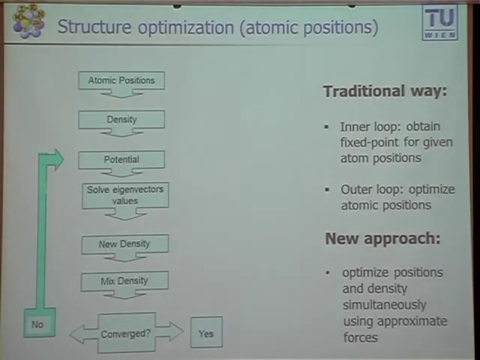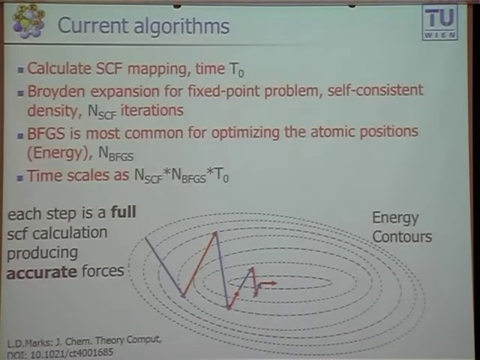So this is the loop we have to do. We start with some atomic positions, get the first density, first potential, solve the eigenvectors, get a new density, mix it. If it's converged, we do this SCF loop. And once this inner loop is converged, we would optimize the atomic positions and change the atomic position. We have also in Wien a new approach, and that is we optimize the position and the charge density at the same time. I will indicate this in a second using, for instance, this picture.